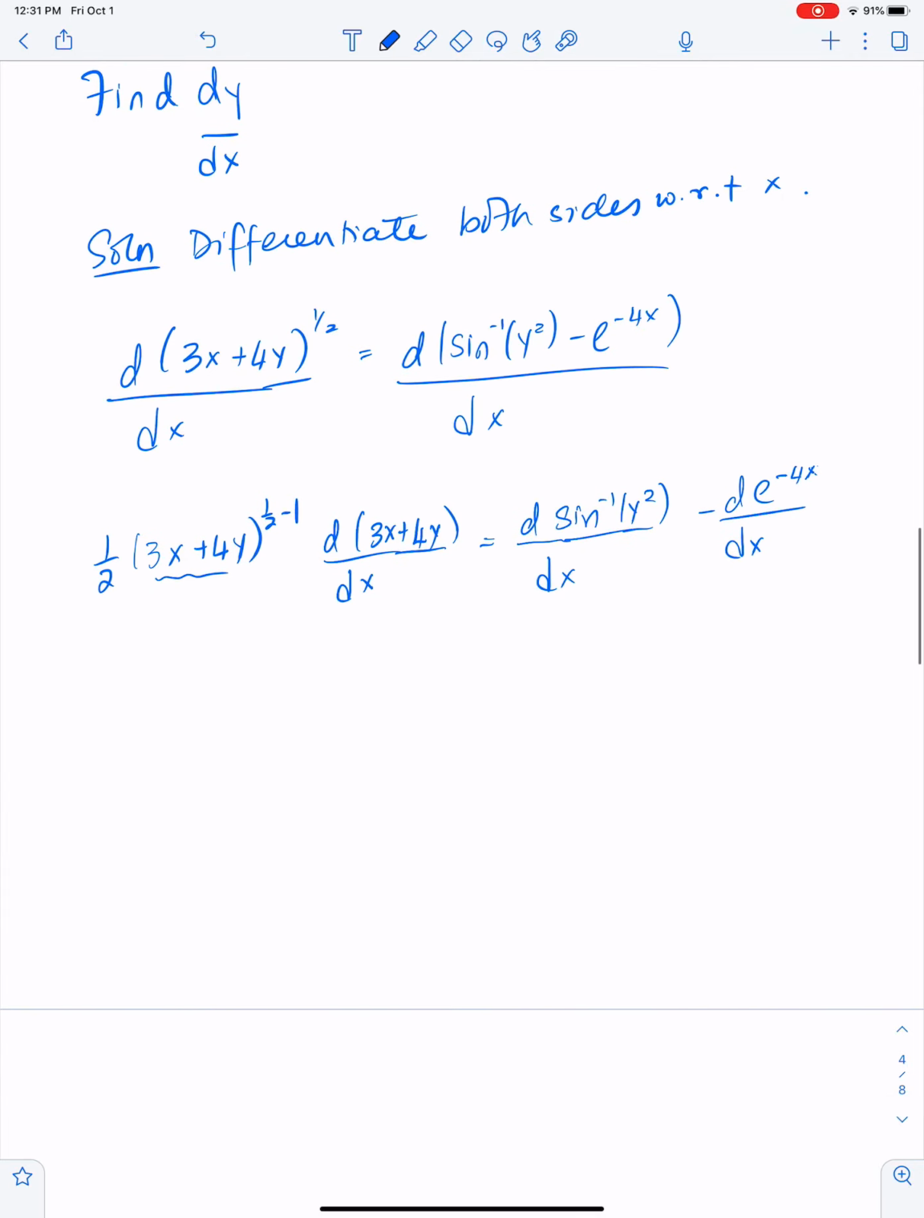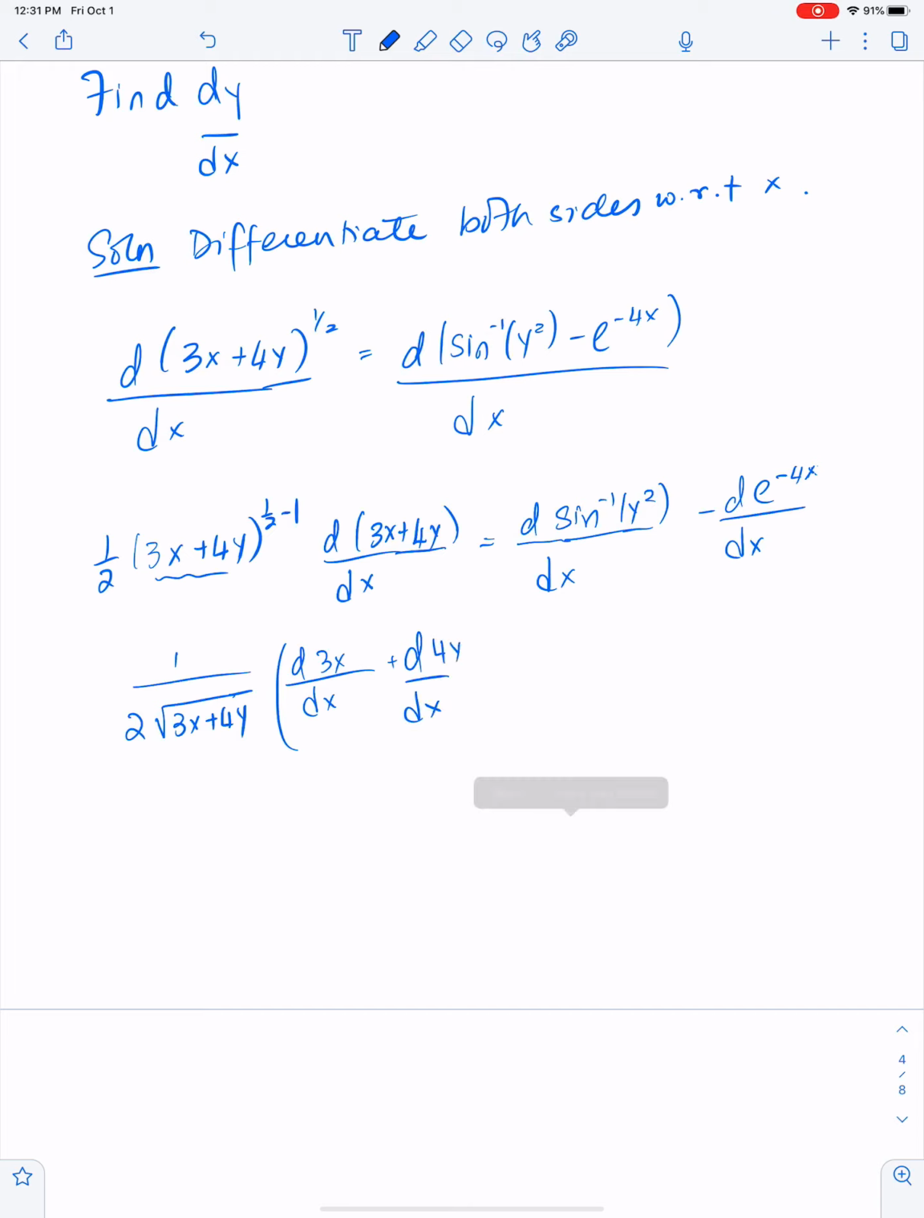Okay, all right. So come back to the left, and the power 1/2 minus 1 is negative 1/2. So that is 1 over 2 square root of 3x plus 4y. It just looks prettier when you write it down like that. Now, what's the derivative of 3x plus 4y? Well, that's the derivative of 3x plus the derivative of 4y. And what's the derivative of sine inverse of y squared?